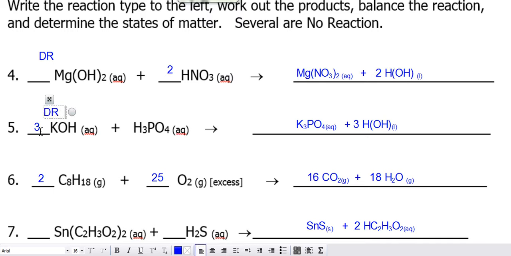I guess both of these are also technically acids and bases because hydroxide makes it a base. It starts with a hydrogen, so it's an acid, and the base is neutralizing the acid, which is why we see water being made in both reactions.